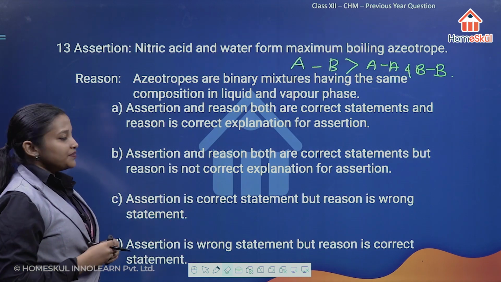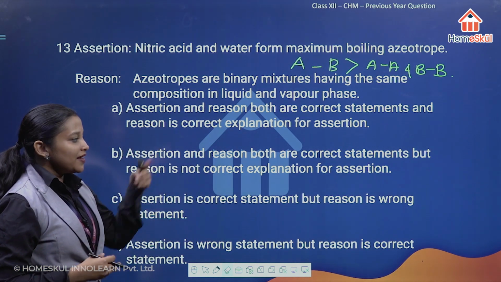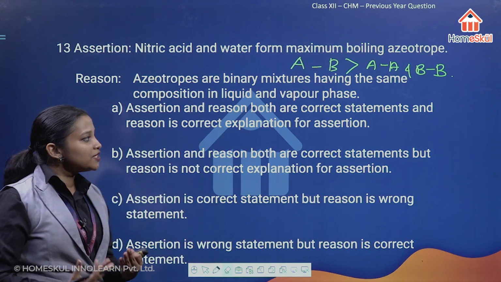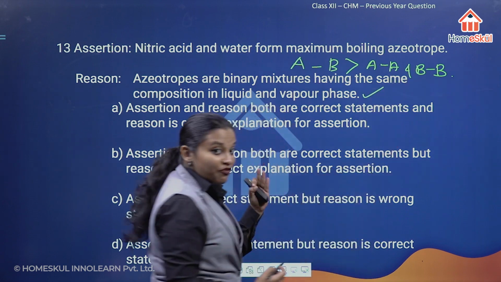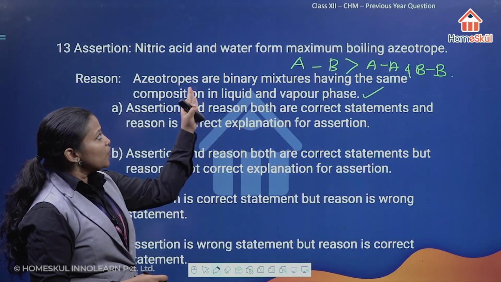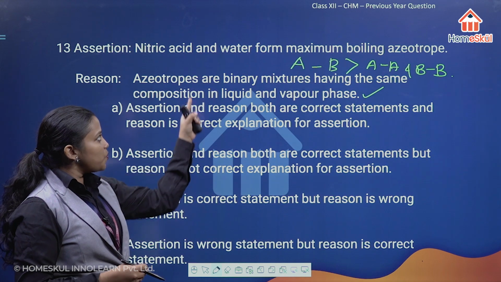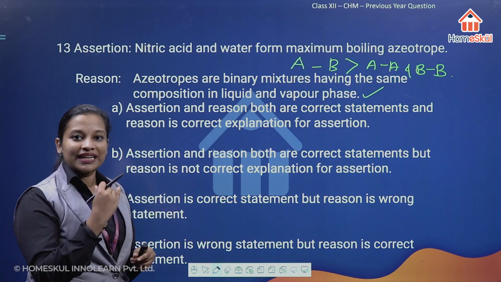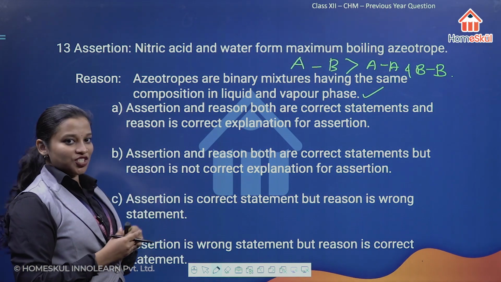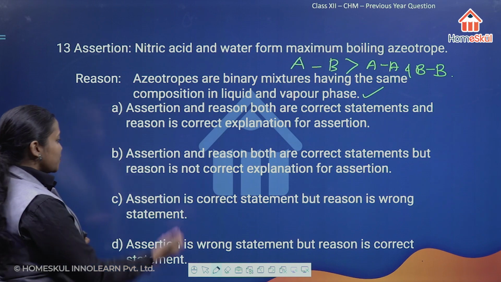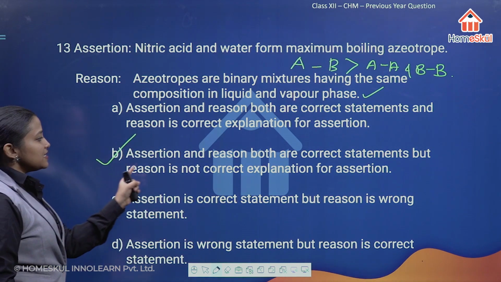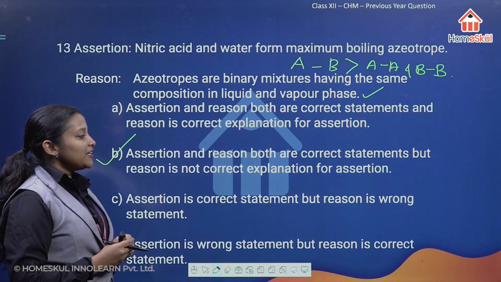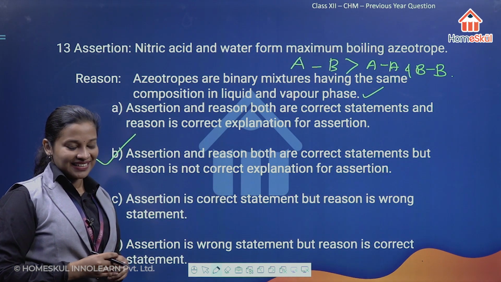And the reason: azeotropes are binary mixtures having the same composition in liquid as well as in vapor phase, which is also a correct statement. It is the definition of azeotropes. But we can see that both statements are true, but the reason is not the correct explanation for the assertion. So, what will be the correct option here? Yes, B. Assertion and reason both are correct statements, but the reason is not the correct explanation for the assertion.